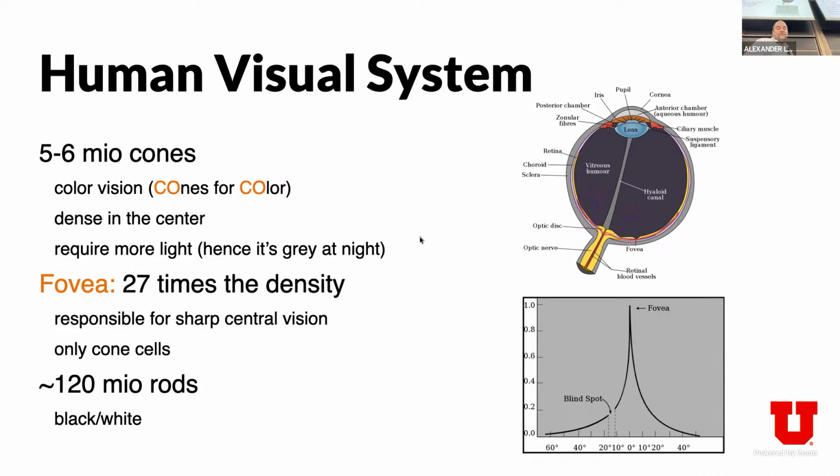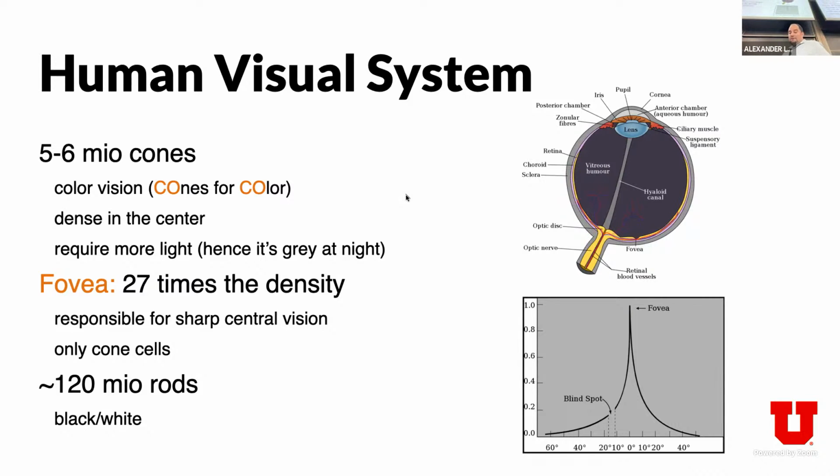And the interesting thing about the fovea is it has 27 times the density of the rest of the eye. So this is responsible for our sharp central vision, and we tend to only have cone cells in there. And this diagram here shows you, from the fovea, if you go outwards on both sides of the eye, of course, in a sphere, how dense is the proportion of receptors on there.